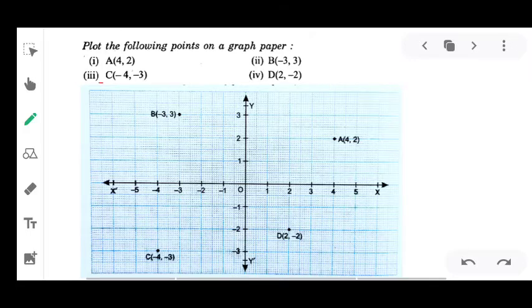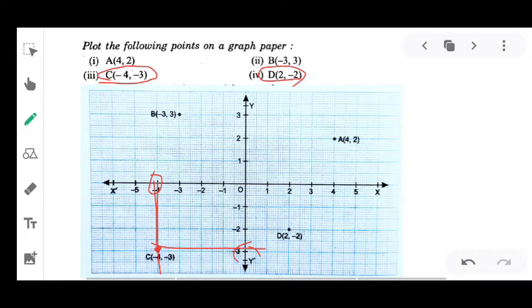Then the third question, C, minus 4 comma minus 3. So find minus 4 on the x axis. This is minus 4, and minus 3 on the y axis. This is minus 3. Now draw the two lines. So this is the point C, minus 4 comma minus 3. Clear? Then D, 2 comma minus 2.